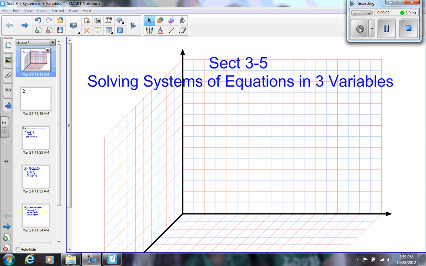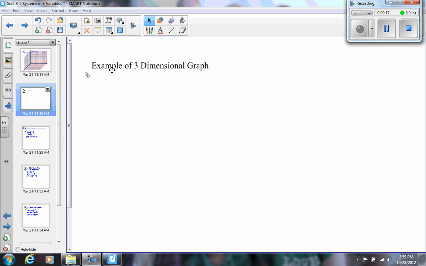Today we're going to be solving systems of equations in 3 variables. So far our systems of equations have been 2 equations with 2 variables, and we've looked at where the 2 lines cross. Let me show you an example of what we're going to do today.